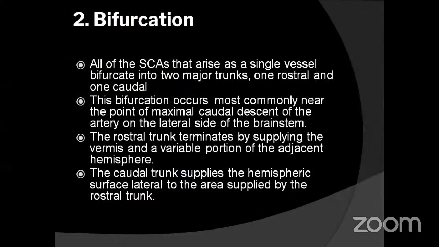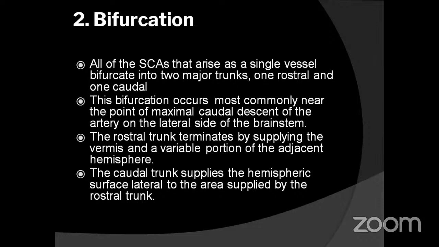Now moving on to the next part of the SCA, that is bifurcation. We know that all the SCAs that arise as a single vessel bifurcate into two major trunks, one rostral and one caudal, as we have discussed previously. This bifurcation occurs most commonly near the point of maximal caudal descent of the artery on the lateral side of the brainstem. The rostral trunk terminates by supplying the vermis and a variable portion of the adjacent hemisphere. The caudal trunk, on the other hand, supplies the hemisphere surface lateral to the area supplied by the rostral trunk.